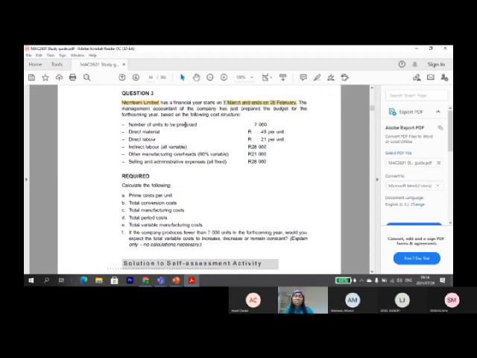The management accountant of the company has just prepared the budget for the forthcoming year based on the following cost structure. As I've mentioned, costs are important, especially when you are trying to budget for the next year. So they prepared a budget. Let's look at the cost structure that they have. The information they provide is that the number of units to be produced is 7,000. Okay.